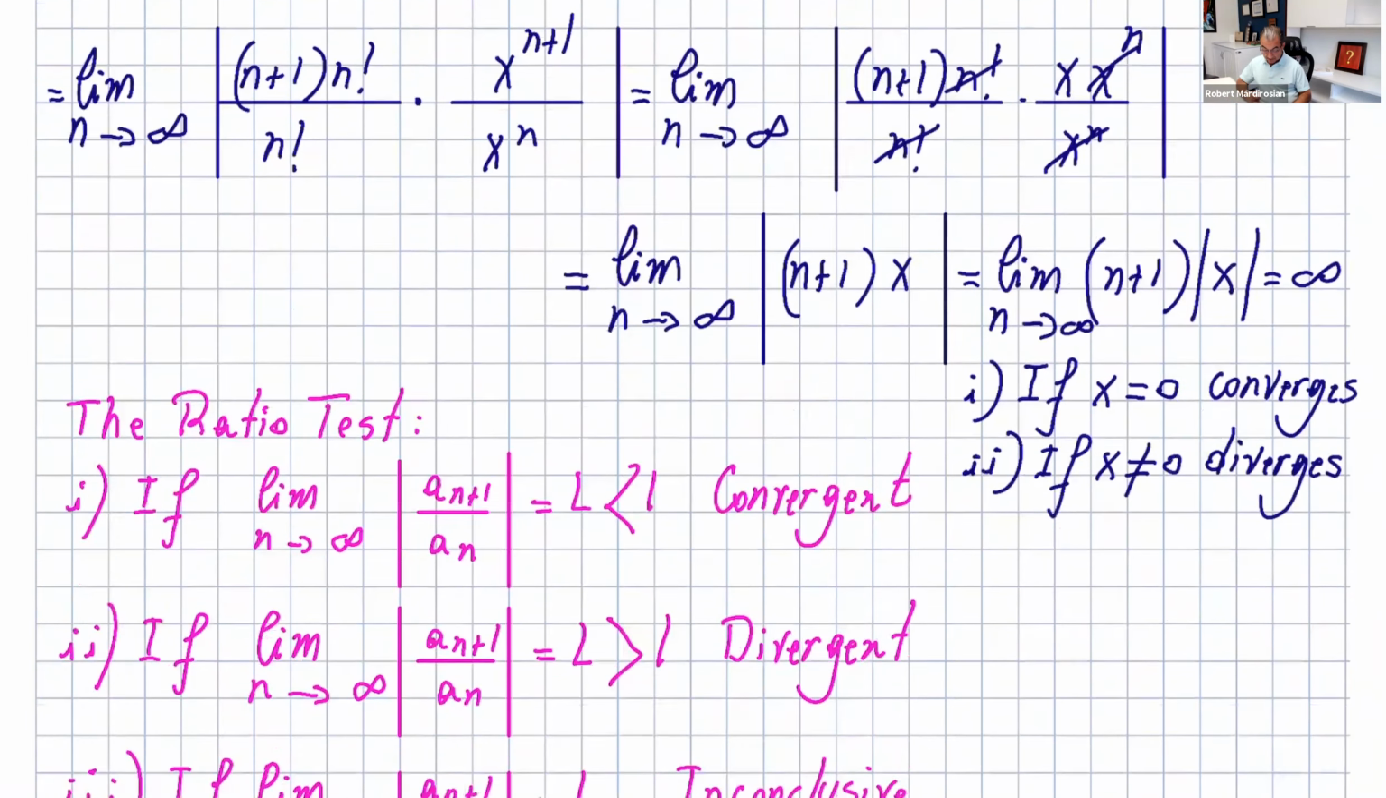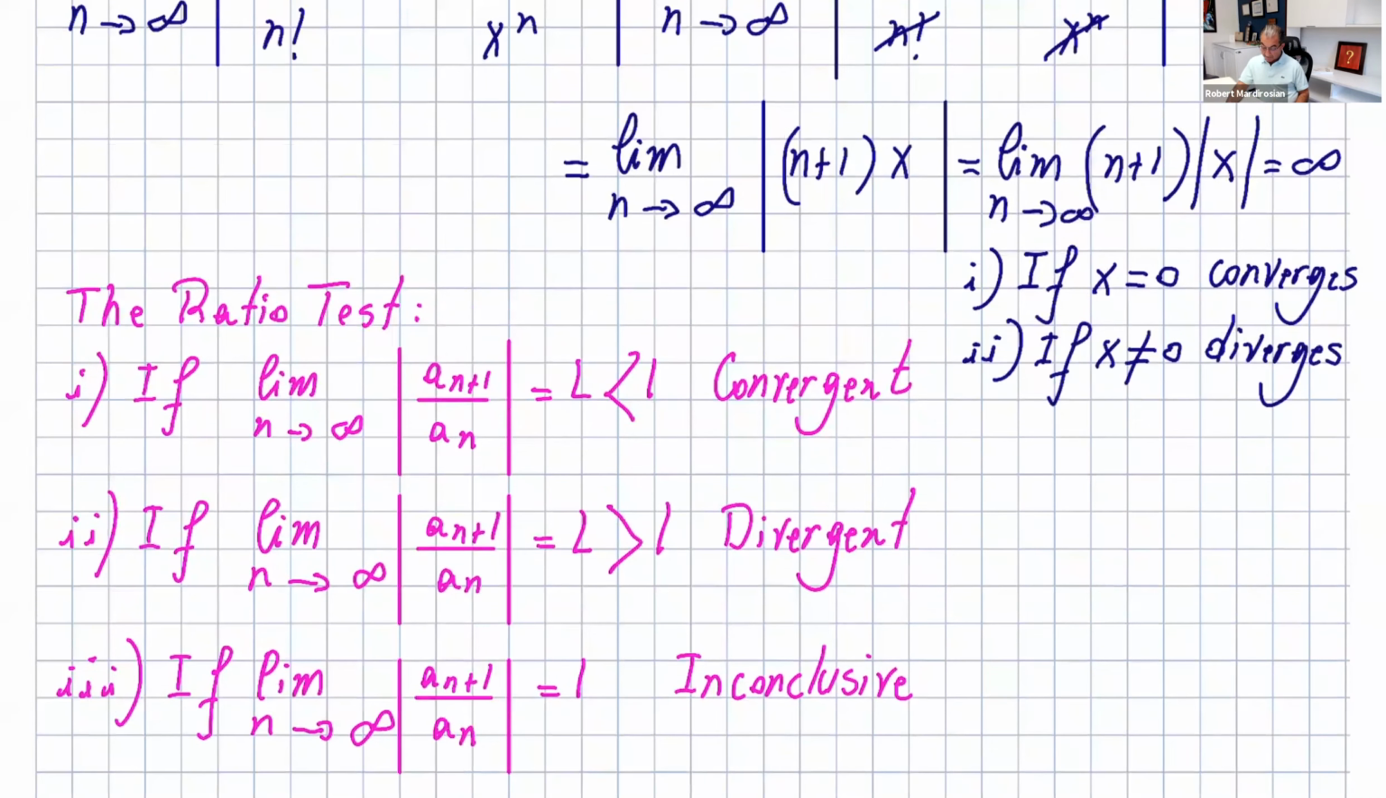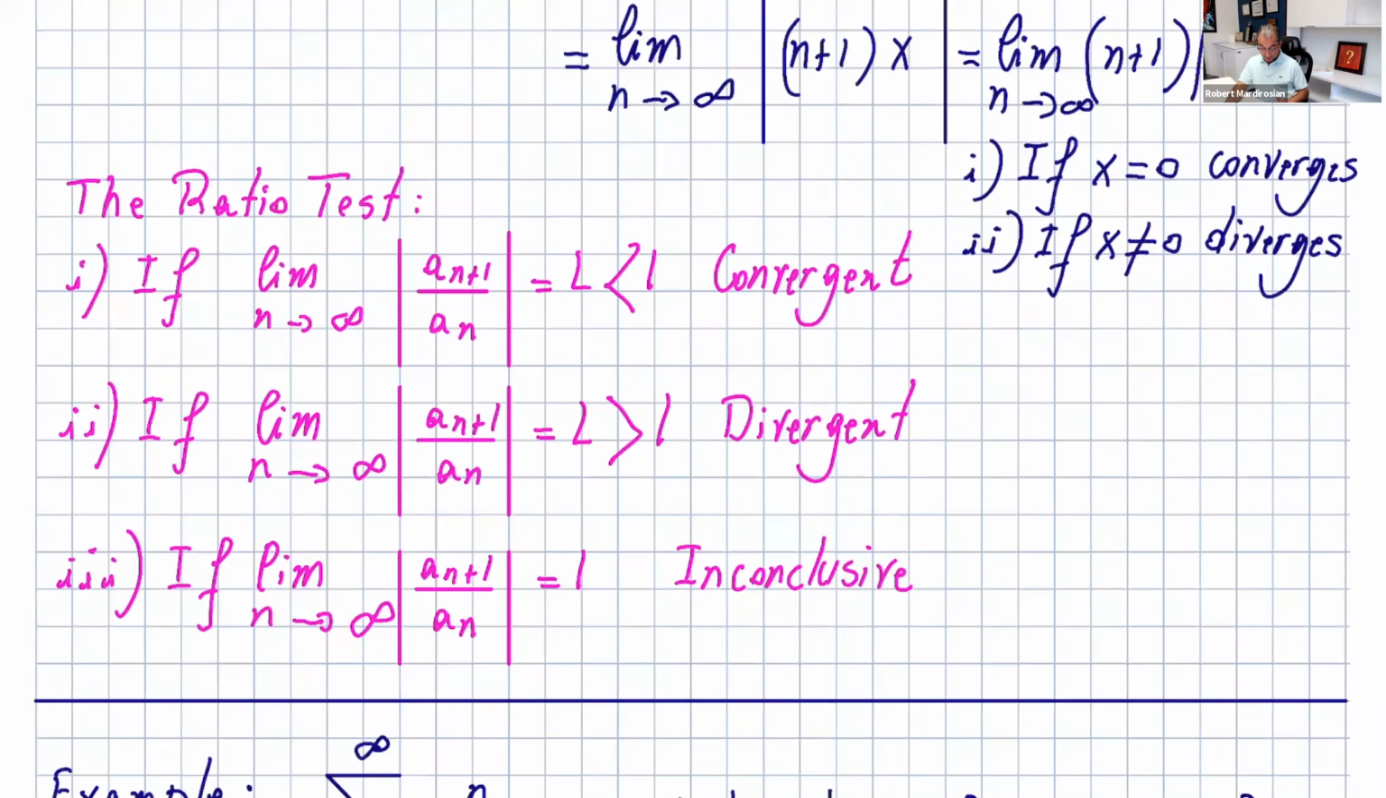Why is that? I just put the ratio test here. For the ratio test, if you take the limit as n approaches infinity of the absolute value of a sub n plus 1 divided by a sub n, and that number is less than 1, then the series is convergent. If that number is greater than 1, then it's divergent. And when that number is 1, then it's inconclusive. So that's why, if x equals 0, this becomes less than 1, and it's going to converge only at x equals 0.